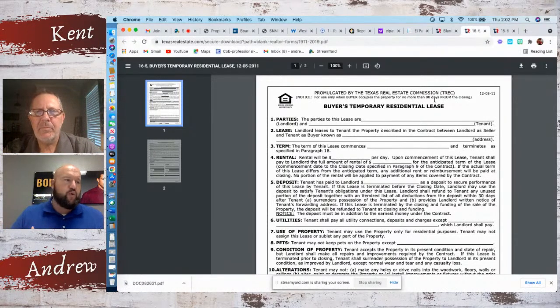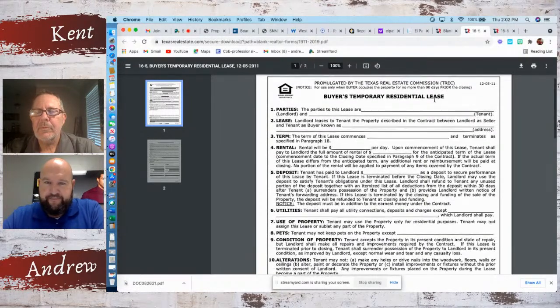Now we're going to go into one very in depth. A lot of the buyer's and the seller's temporary residential leases marry each other, so those parts we'll be able to skim over. So we'll spend a lot more time on one of them than the other. So just be prepared for that and understand it.